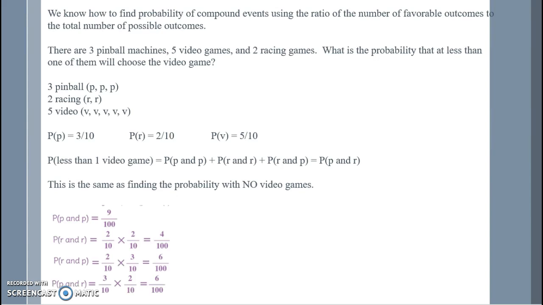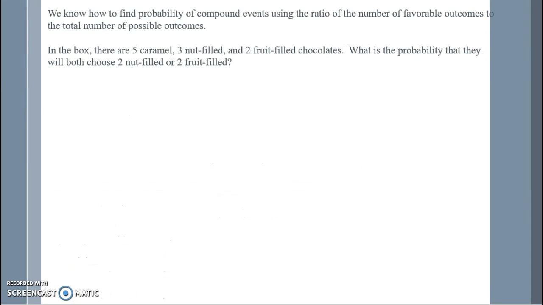So the probability of getting pinball and pinball we know is 9 hundredths. Racing and racing, 2/10 times 2/10, which is 4 hundredths. Racing and pinball, 6 hundredths. And pinball and racing is also 6 hundredths. So we add them together. 9 hundredths plus 4 hundredths plus 6 hundredths plus 6 hundredths is 25 hundredths, or 25% probability that they will choose no video games.